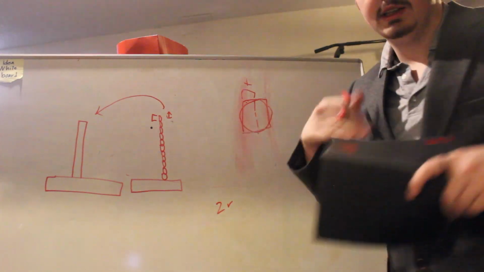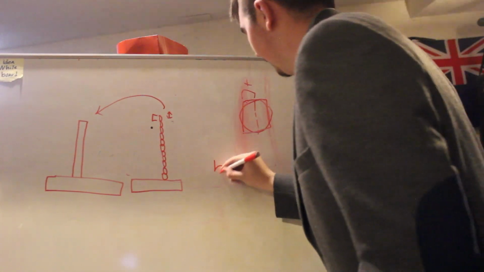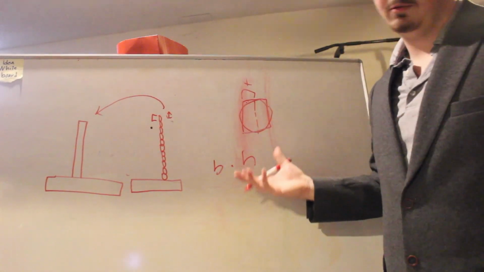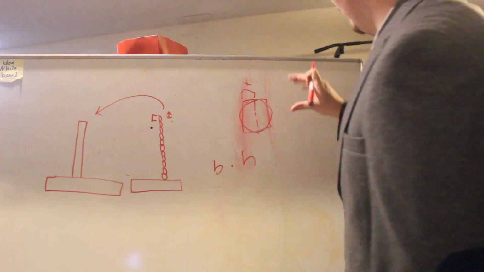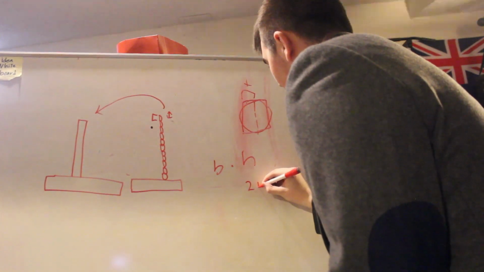So, summing all that up. Base times height. That is the formula for a rectangle or a square. We know our height. Our height is set. Once again, our height is 2r.